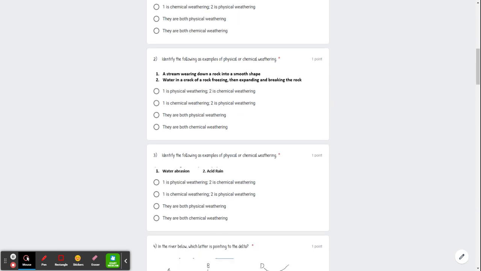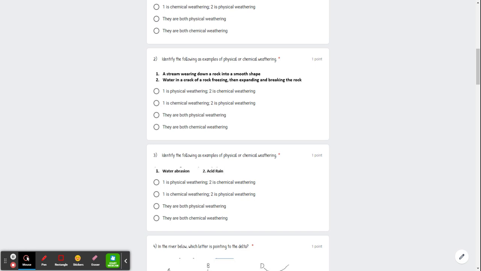Number 2, identify the following as examples of physical or chemical weathering. 1, a stream wearing down a rock into a smooth shape. 2, water in a crack of rock freezing, then expanding and breaking the rock. So 1, the stream wearing down the rock is physical weathering. 2, the water in the crack of a rock freezing is chemical weathering.